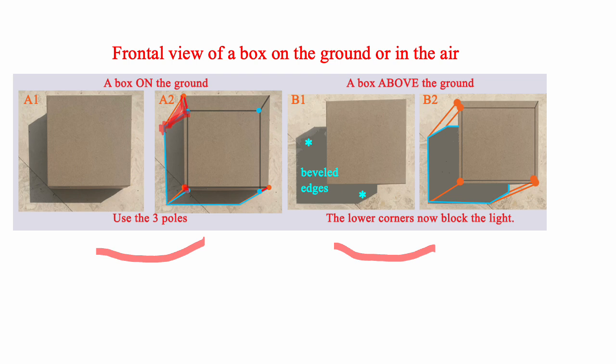When the box is above the ground, light goes through all corners, but these are the corners we need, the ones here and here, which create these beveled edges that we don't see in this first image.